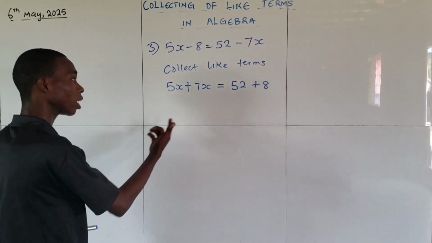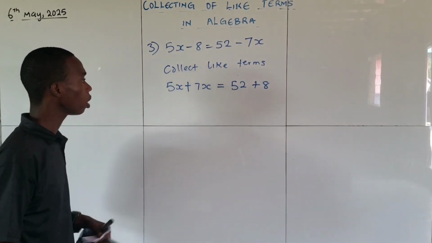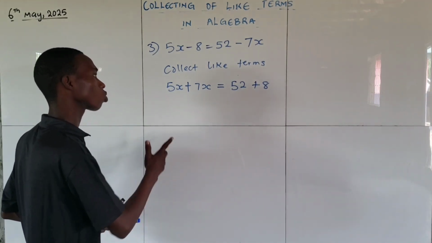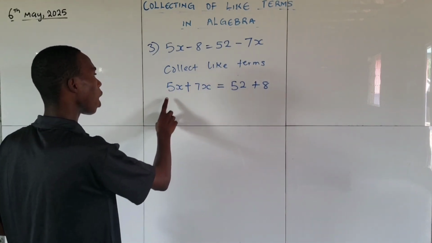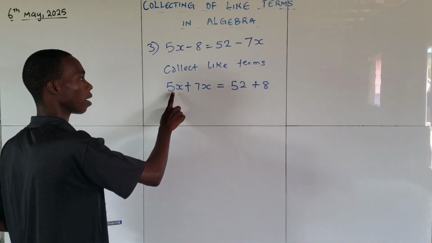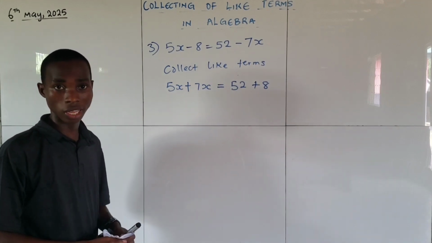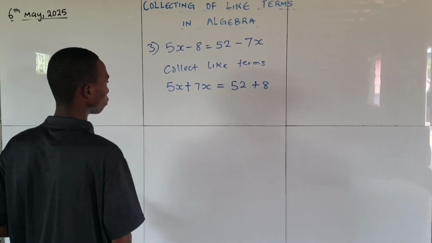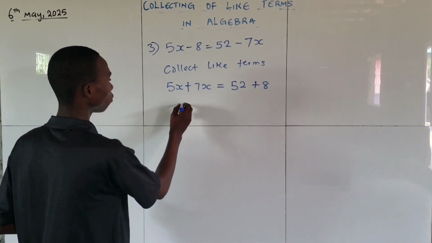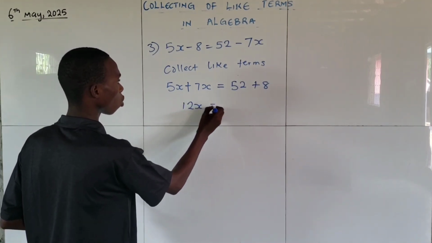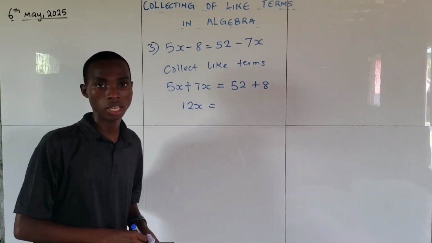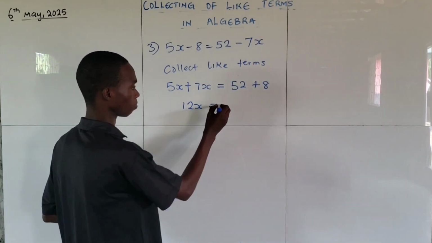You see that collecting like terms is something very simple, it's not hard. So now let's continue. 5x plus 7x will give us 12x, equal to. Now, 52 plus 8 will give us 60.